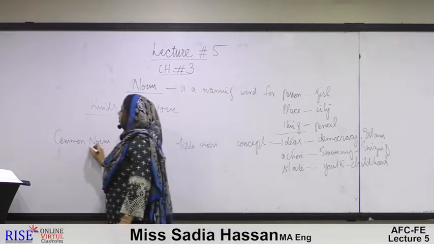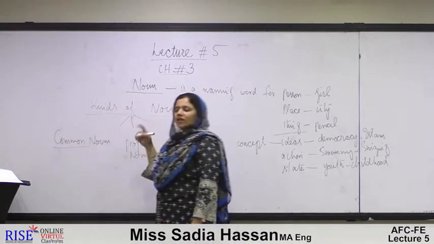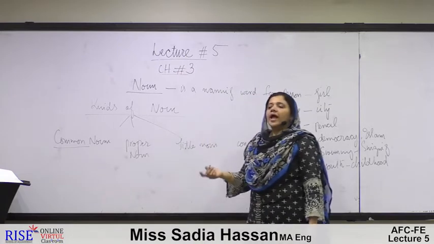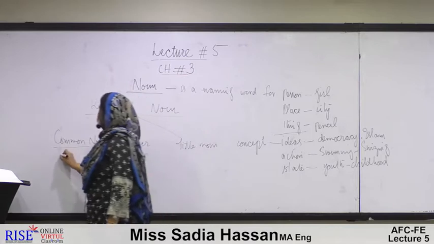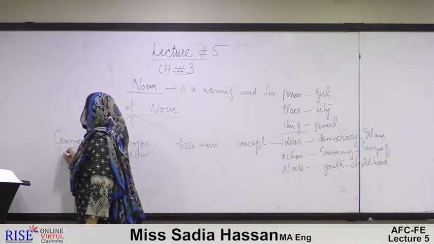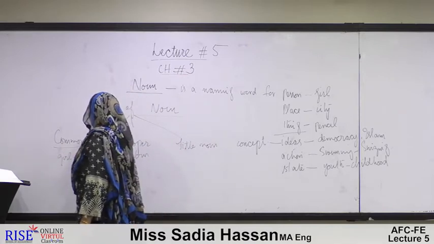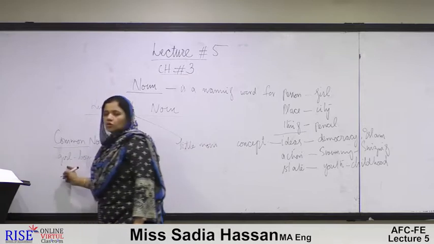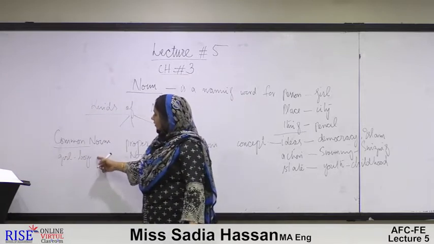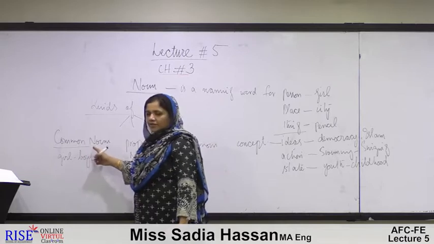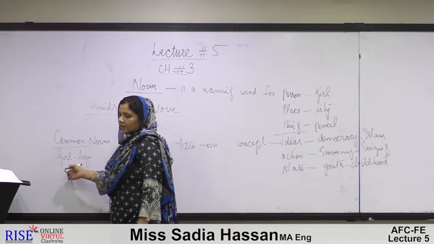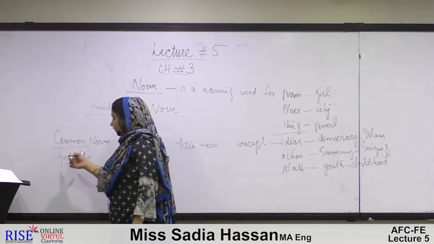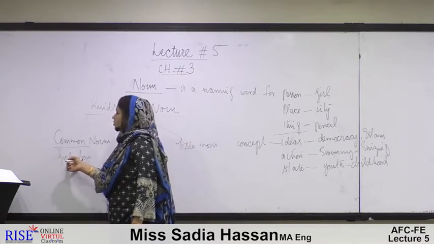What do we mean by common noun? A name which is given on the common attribute of a noun, that is called a common noun. For example, girl is a common noun, boy is a common noun. Given to all the masculine gender, the name commonly given to the persons is called boy, and for the feminine gender, the name given commonly to that gender is called girl.